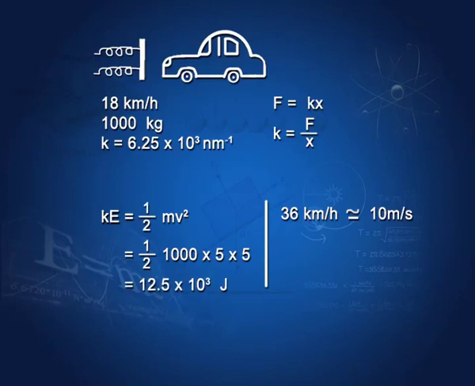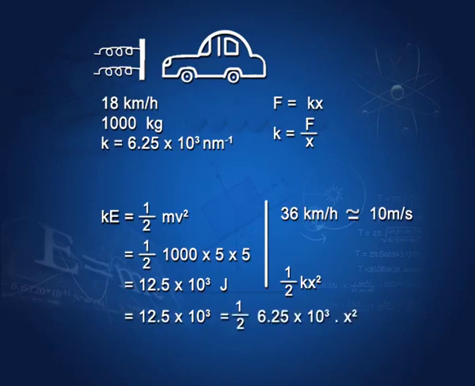And then what will be the energy stored in this spring? That will be equal to half k x square. We can find out how much will be the compression in this spring and how much of that should be taken up by the fenders which are attached here. So, we equate 12.5 into 10 raised to the power of 3 equal to half, and put the value for k as 6.25 into 10 raised to the power of 3, times x square. From here, x value comes out to be 2 meters.